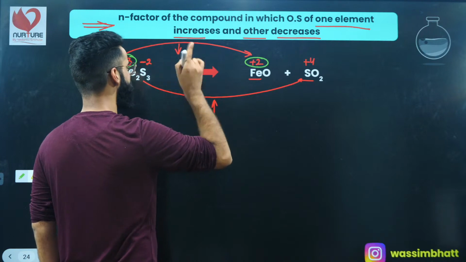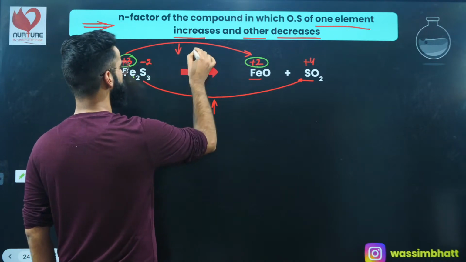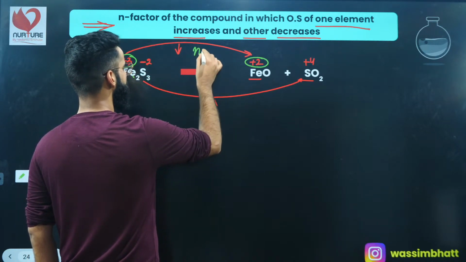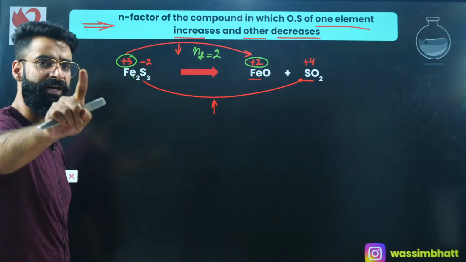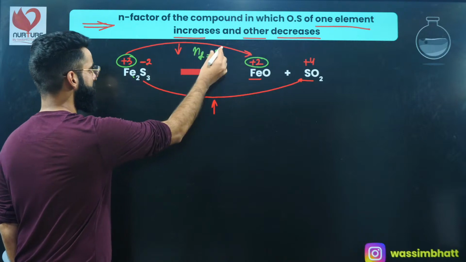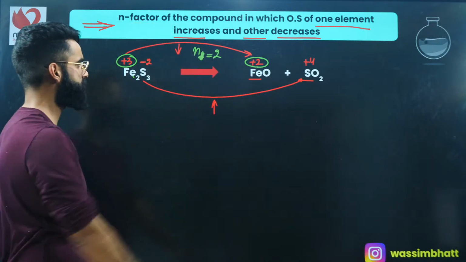1 is the change in the oxidation state for one atom of iron, but I have 2. So for 2 atoms of iron, the N1 value will simply be equal to 2. So 1 multiplied by 2 comes out to be 2, right? So the N1 value is 2.